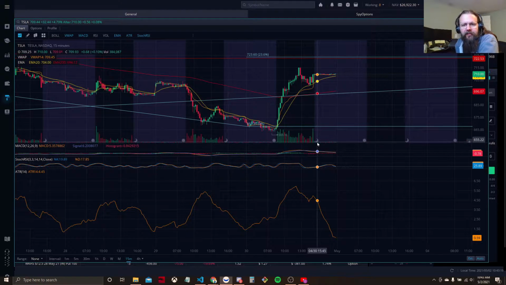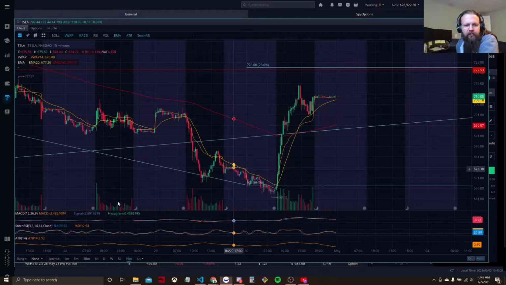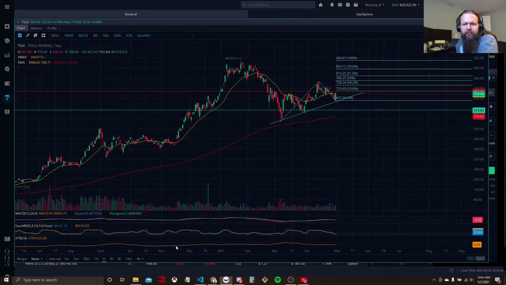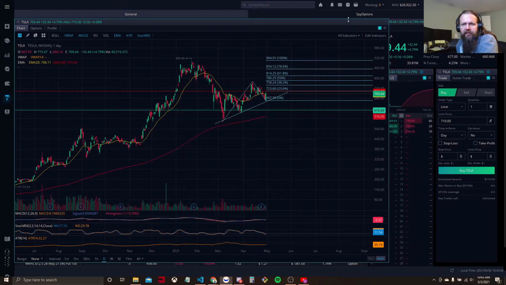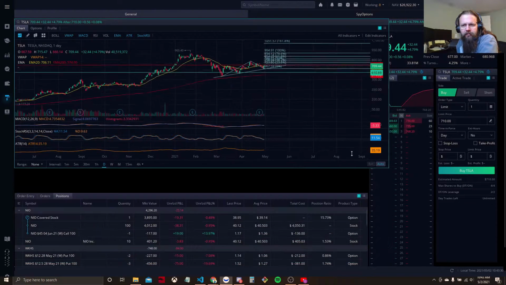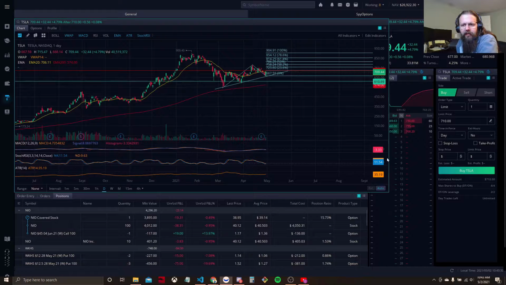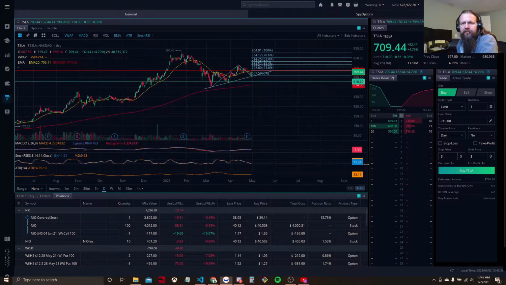So let's go ahead and downsize that. Let's go back out to the daily. So usually I'm looking at the chart in here and trying to interpret all that data in a much smaller area.